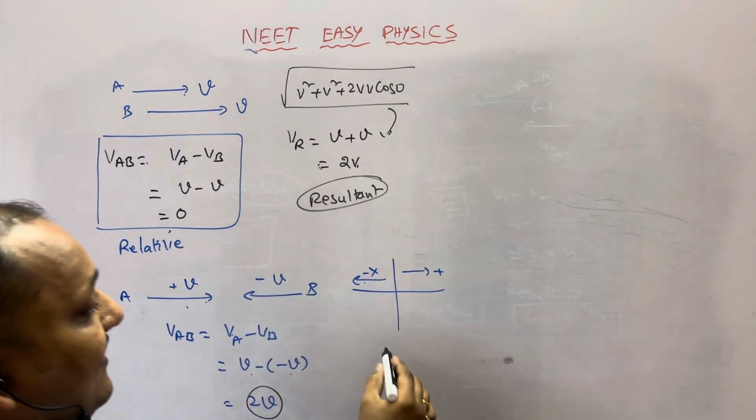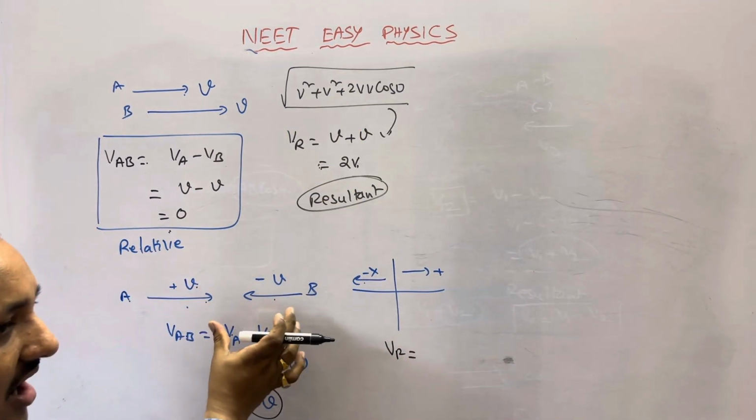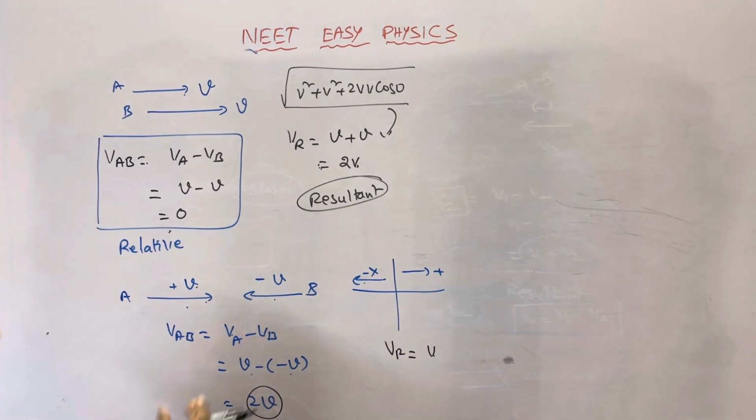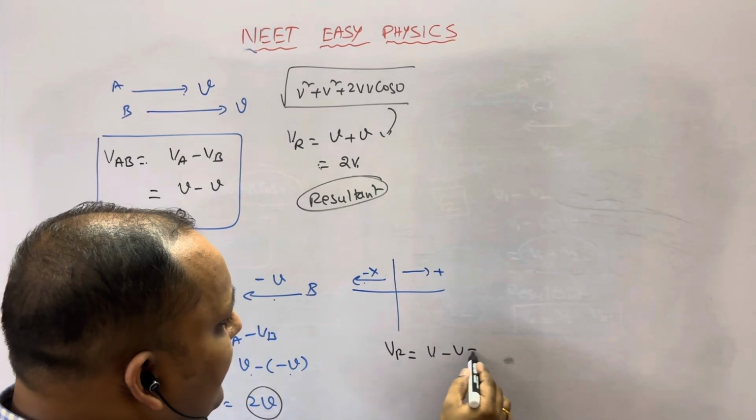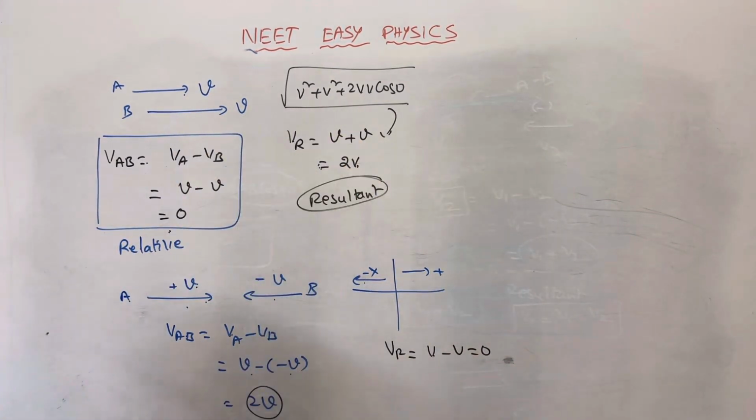But resultant velocity for this case, both are in opposite direction. At that time, what will we do? Opposite means V minus V. So same direction means V plus V. Opposite direction means V minus V we will do. So this is about how we will find resultant velocity and relative velocity.